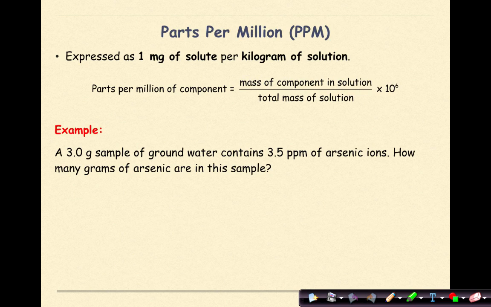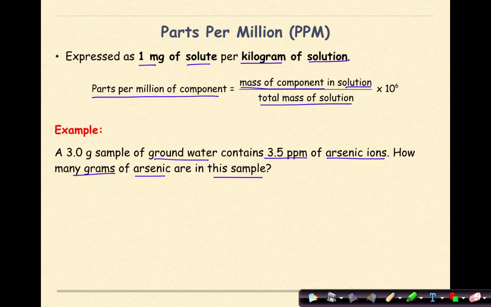Now let's talk about parts per million, or ppm. This is expressed as 1 milligram of solute per 1 kilogram of solution. The formula that we use here is: parts per million of component is equal to the mass of the component in the solution over the total mass of solution, times 10 to the 6th. Let's look at an example. A 3-gram sample of groundwater contains 3.5 parts per million of arsenic ions. How many grams of arsenic are in this sample?